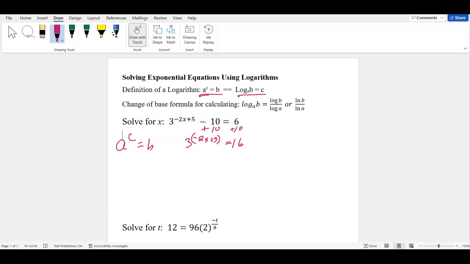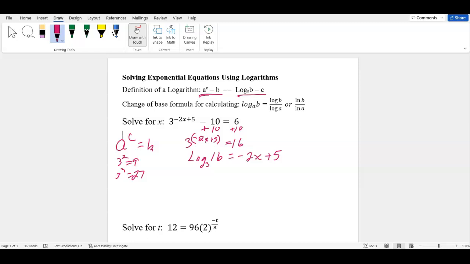So this is going to be the log base 3 of 16 is equal to that exponent, negative 2x plus 5. Now the log base 3 of 16, I'm not sure what that is exactly. There is some irrational number that's equal to it. I know that 3 squared is 9, and I know that 3 cubed is 27, so similar to the previous problem, that's going to be 3 to some number between 2 and 3, 3 to the 2 point something.